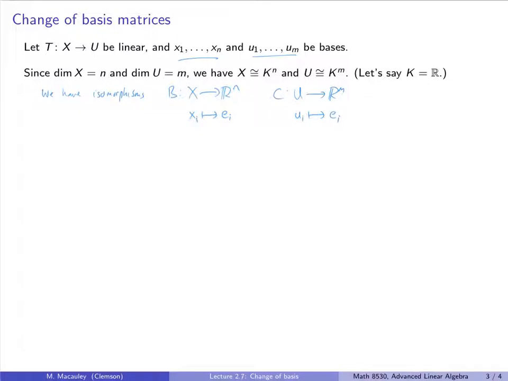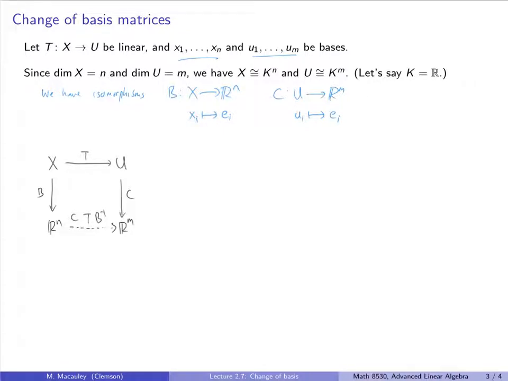Okay, now what we can do is put these isomorphisms together to get a linear map from Rn to Rm. And I think this is easiest to show you with a diagram. So we start with this linear map T from X to U. And now we have isomorphisms. We have B that goes from X to Rn, and C that goes from U to Rm. So now this map right here is just the result of doing B inverse, then T, then C. So I'll write that as B inverse, then T, then C.